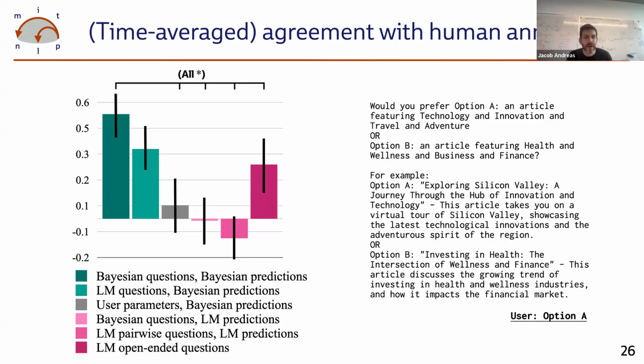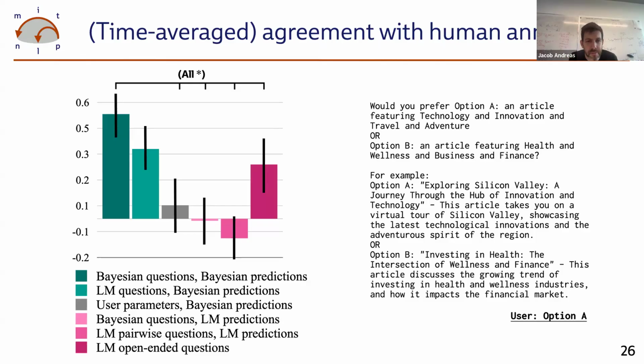Another thing that you can do, rather than letting the language model answer open-ended questions, is to say, let's try these specific pairwise questions that we were generating with this new approach that we tried out right now. And it turns out that models are natively not that good at generating or interpreting these kinds of pairwise questions. That's the second pink bar on the right.